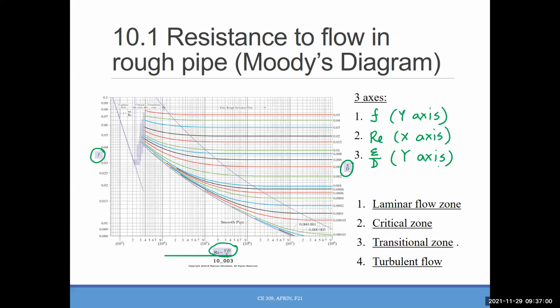So we have three different axes and all of these are non-dimensional quantities. That means you can use this chart for any unit, SI unit, FPS unit, it doesn't matter, because Reynolds number is unitless, f is unitless, epsilon over D is unitless. Okay. Now, let's go through very quickly the different zones of this chart.